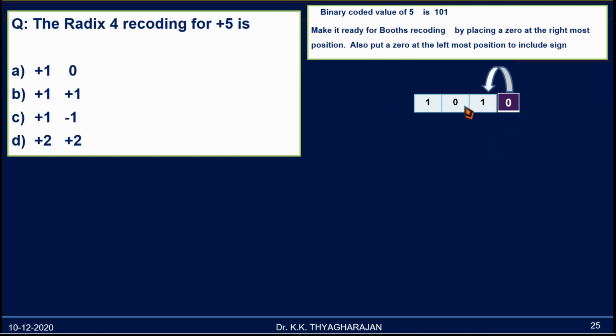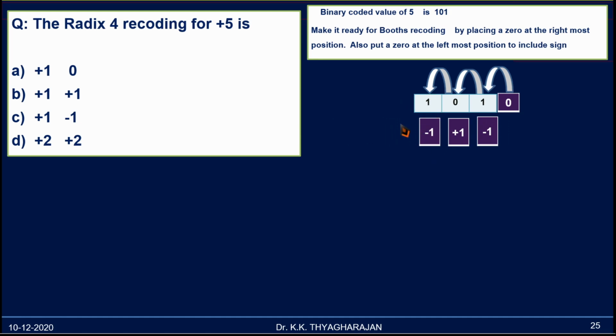If you apply Booth's recoding algorithm, these two bits will be combined and you will get -1, because this is bit i, this is bit i minus 1. If it is 1, 0, you will get -1. Then we have to combine these two bits. In this case, 0, 1. So the recoded value is +1. Next, you have to combine these two bits. It is 1, 0. So the recoded value will be -1. Now, this 1 should also be recoded.